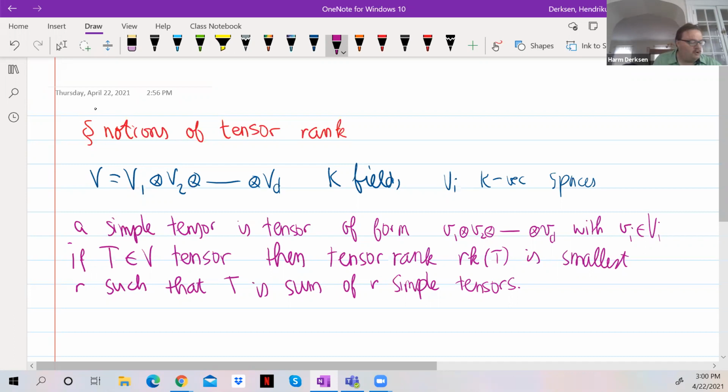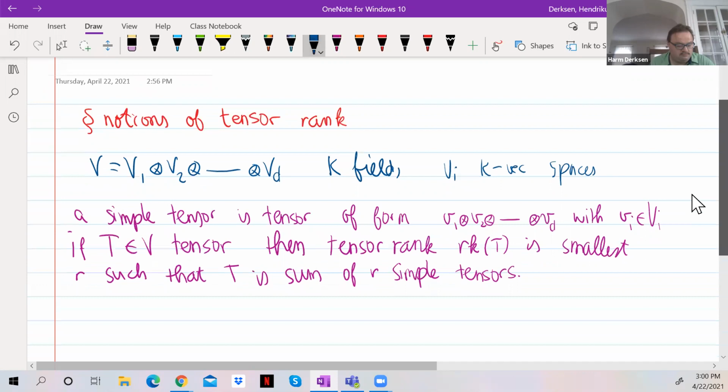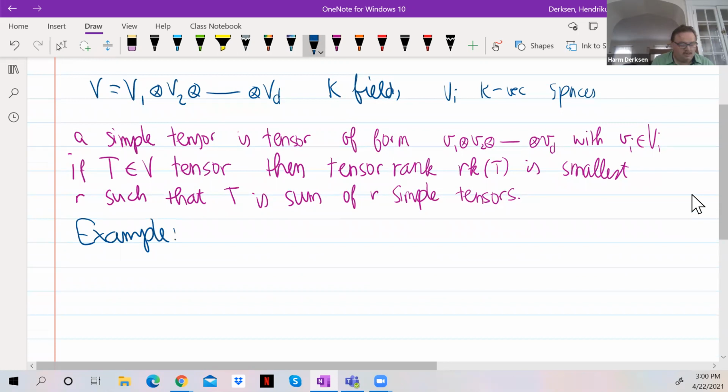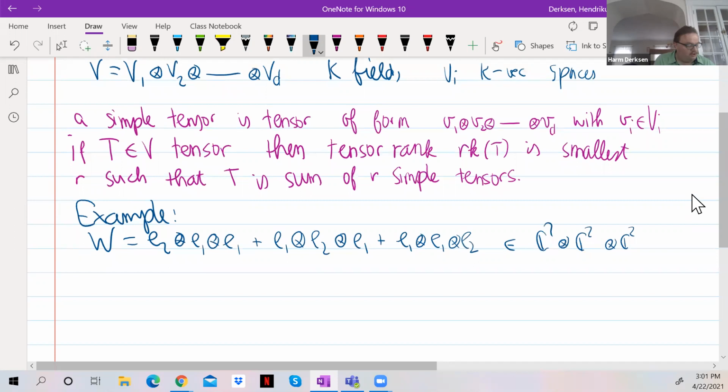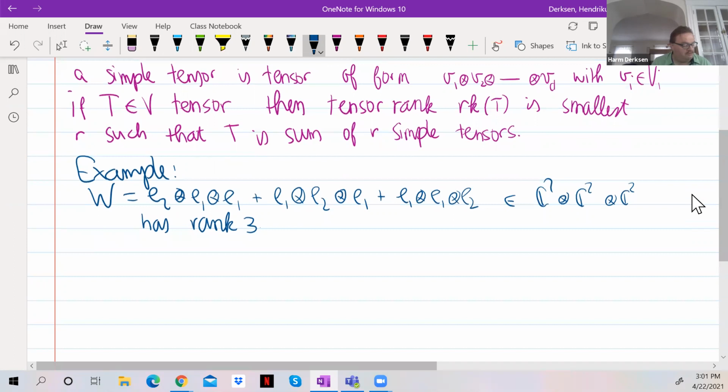So for example, one interesting example is, I think physicists call this a W, if I'm not mistaken. I guess it has some physical significance, but anyway. So this is a tensor in, well, let's say C2 tensor C2 tensor C2. It could be another field. And so this has rank 3, which is not completely obvious, because there might be a different way that I could write this as maybe a sum of two simple tensors. But in this case, it's actually rank 3.